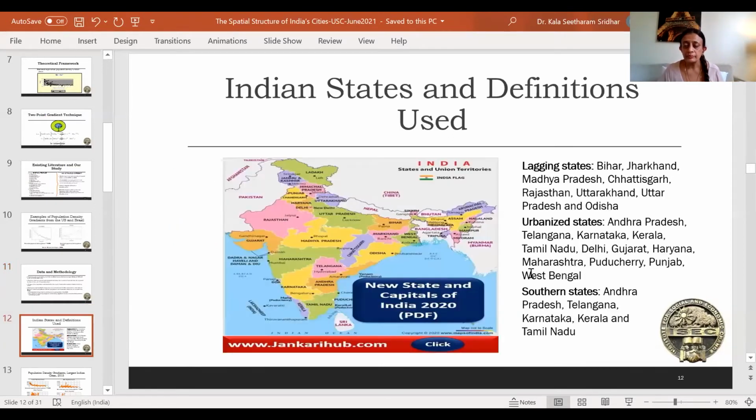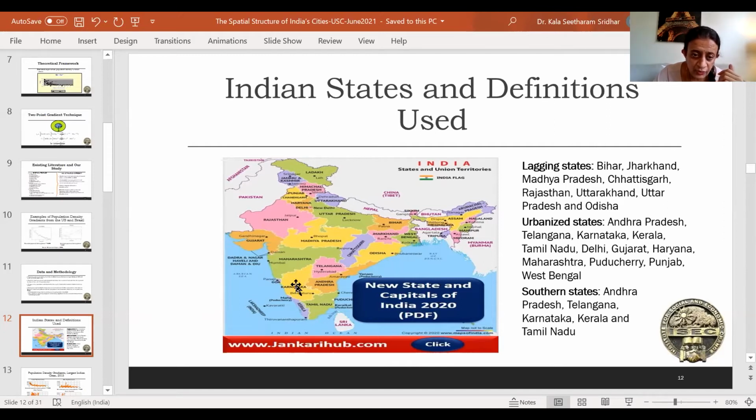So here is a map of India for those of you who have not visited India or know its geography well. This map shows Karnataka, and this is Bangalore, where I'm based. This is a newly carved state called Telangana, of which Hyderabad is the capital. This is Andhra, Tamil Nadu, Kerala. Tamil Nadu and Kerala are important because they are some of the most urbanized states in the country.